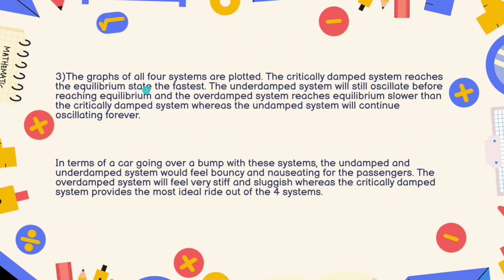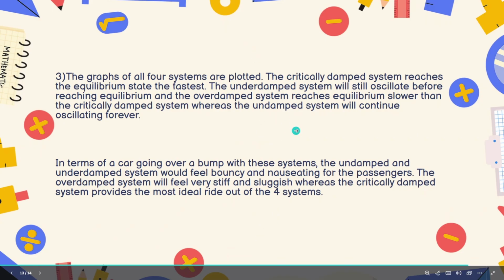So the graphs of all four systems were plotted, and the critically damped system reaches the equilibrium state the fastest. The underdamped system will still oscillate before reaching equilibrium, and the overdamped system reaches equilibrium slower than the critically damped system, whereas the undamped system will continue oscillating forever.